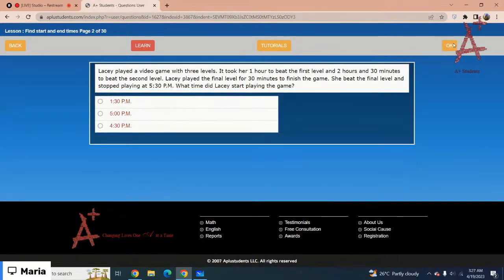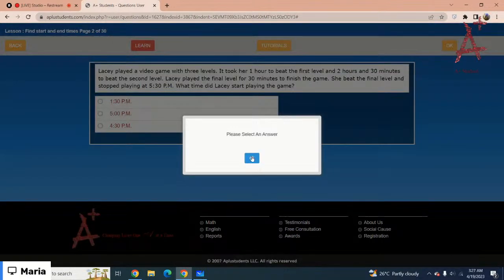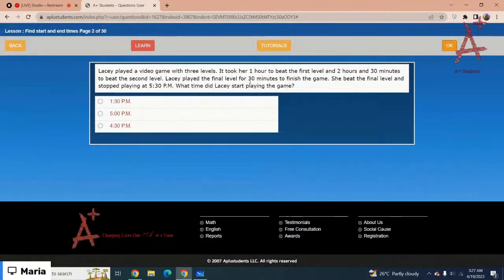Leslie played a video game with three levels. It took her 1 hour to beat the first level and 2 hours 30 minutes to beat the second level. Leslie played the final level for 30 minutes to finish the game. She beat the final level and stopped playing at 5:30. What time did Leslie start the game?